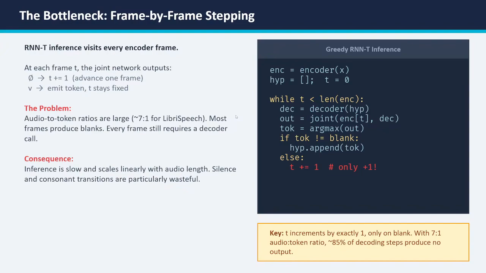If you look at the pseudocode on the right, the time index t only increments by 1 when a blank is predicted, and it can only move one step at a time. For a 1-minute audio clip, this can result in over 10,000 decoder calls, which is highly inefficient.